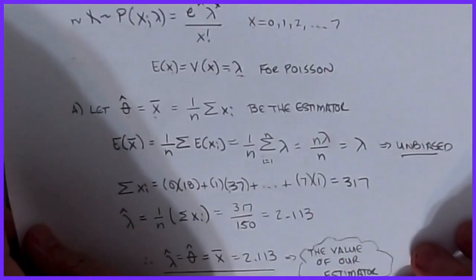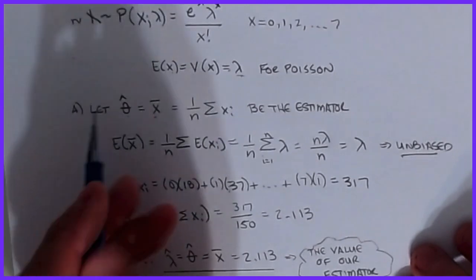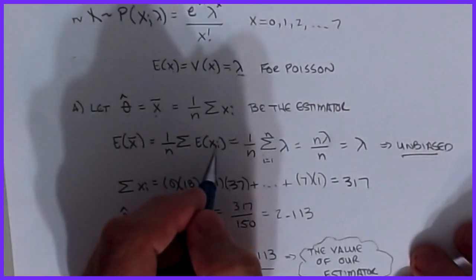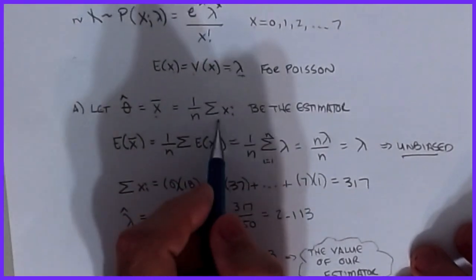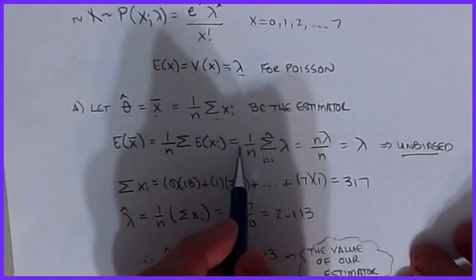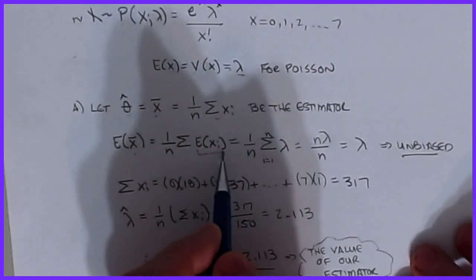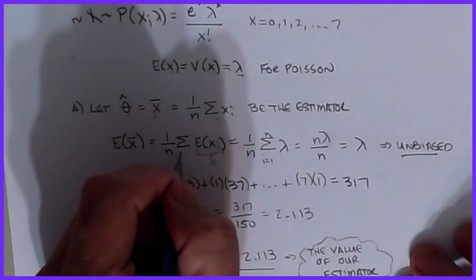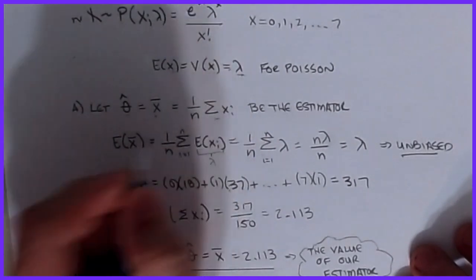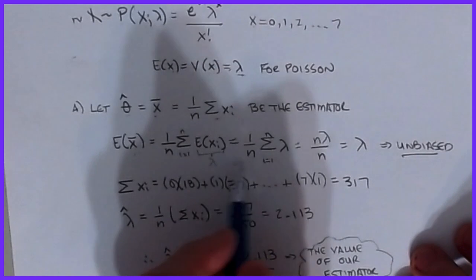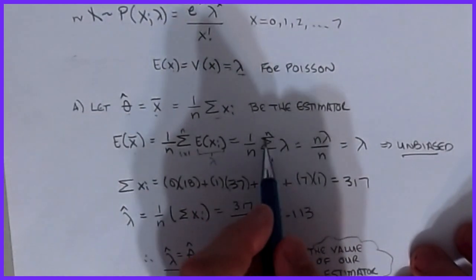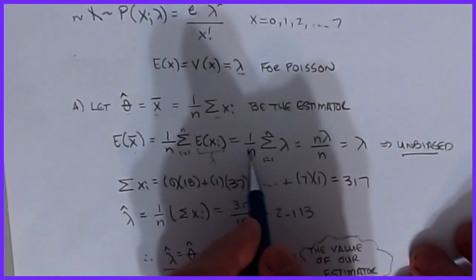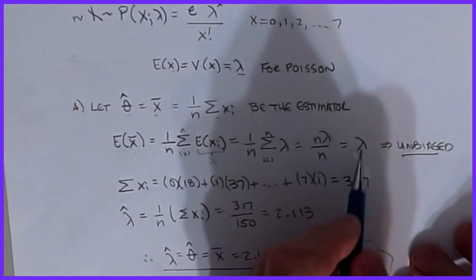All right, so let's calculate the expected value of x bar. If I use my formula, that's 1 over n times the summation of the expected value of xi. The expected value of xi we know is going to be lambda, and I'm summing from i equals 1 up to n. So the summation of lambda from i equals 1 to n becomes n times lambda. Then I divide that by n, and this becomes my parameter lambda.